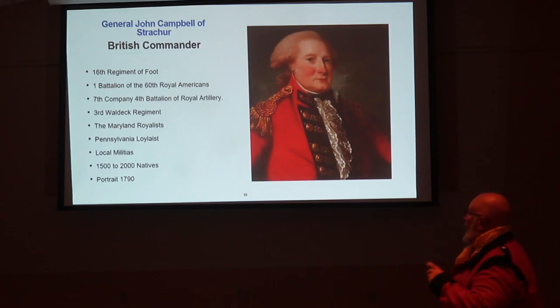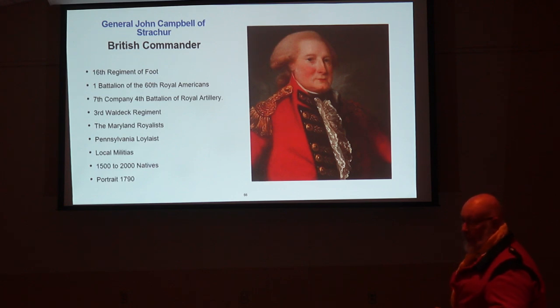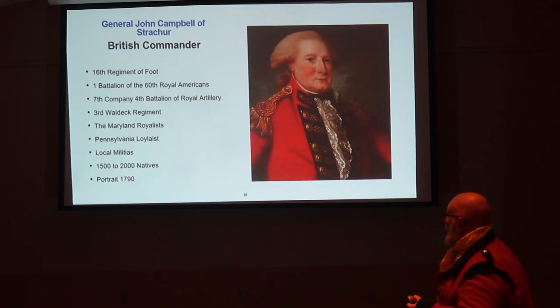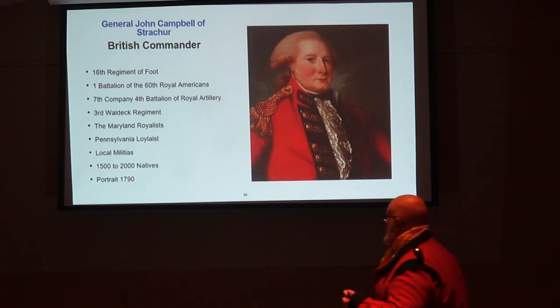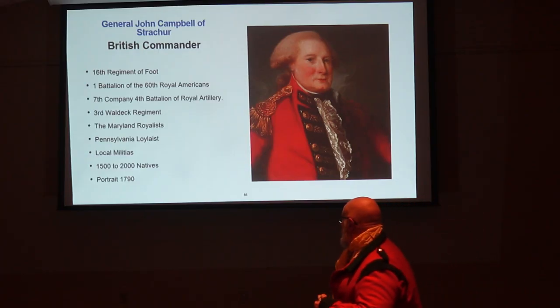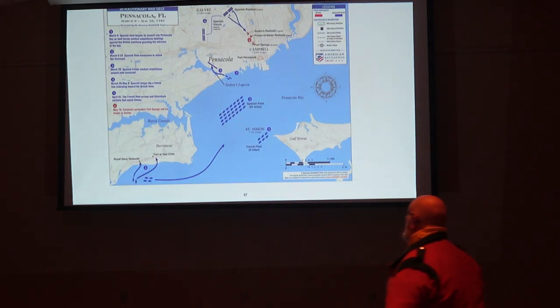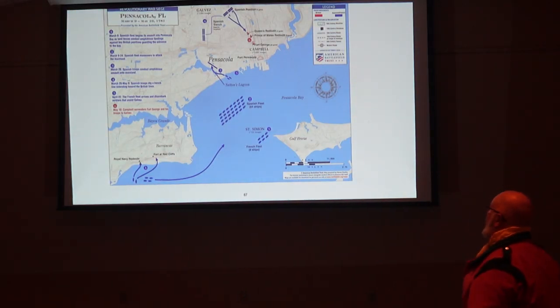He had part of the 16th Regiment of Foot, a battalion of 60th Royal Americans, the 7th Company of Royal Artillery, and more Waldeckers. Now these poor guys from Germany, who lived in a very cold country, got sent to Florida. There were also the Maryland Loyalists, the Pennsylvania Loyalists, local militias, and 1,500 to 2,000 natives, and that's the garrison of Pensacola. That's the basic layout of Pensacola, and that's the streets and everything.